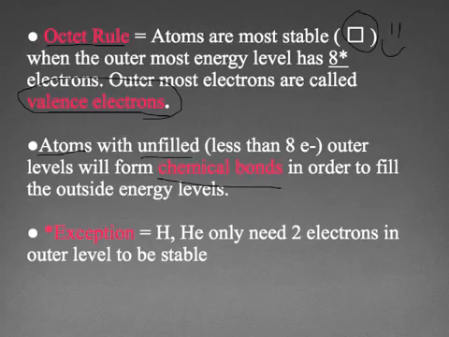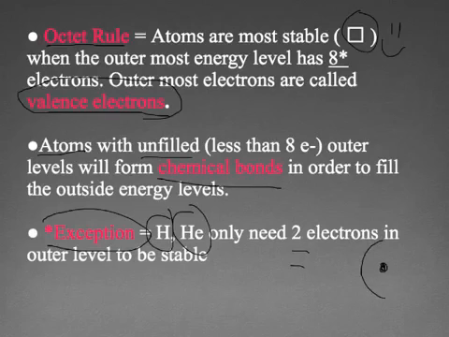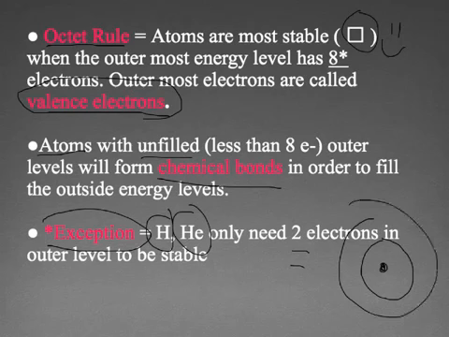So the exception to this rule are atoms like hydrogen and helium. They only need to have 2 electrons to be stable. And the reason for this is hydrogen only has 1 electron and helium only has 2. So if this is my nucleus and this is my first energy level, this first energy level only holds 2 electrons, right? So that level is considered to be full even though it only has 2. That level is never going to have 8. So those 2 guys are the exception to the rule.